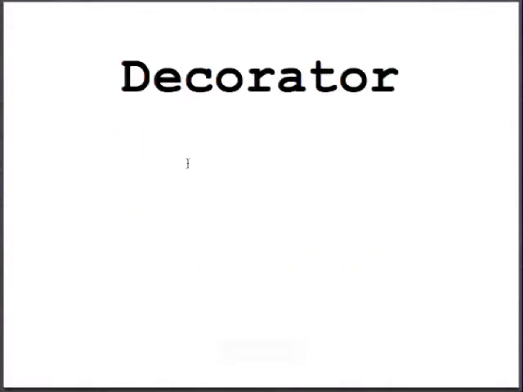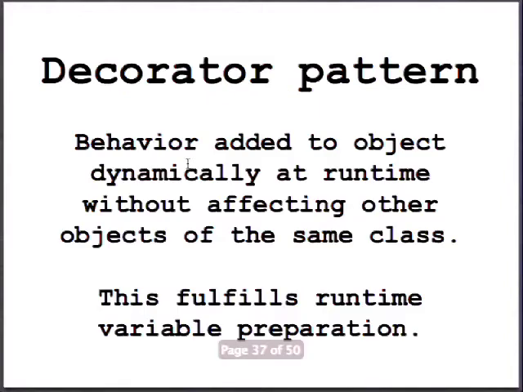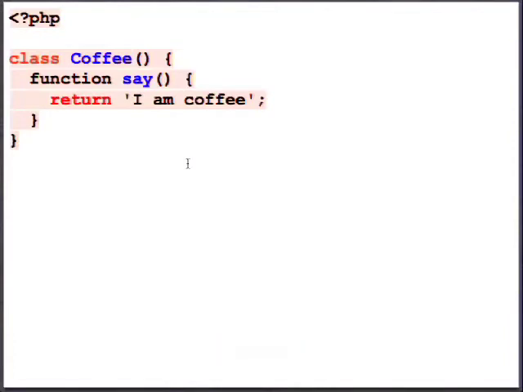The next pattern I want to talk about is decorator. The decorator pattern is that behavior is added to an object dynamically at runtime without affecting other objects of the same class. And I feel that this reflects runtime variable preparation. So basically, preprocessing is a decorator. Here's a decorator example. I'll just run through this.